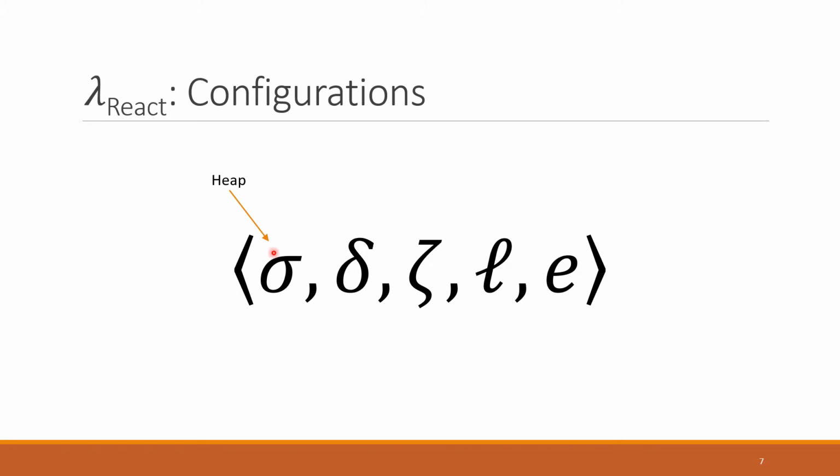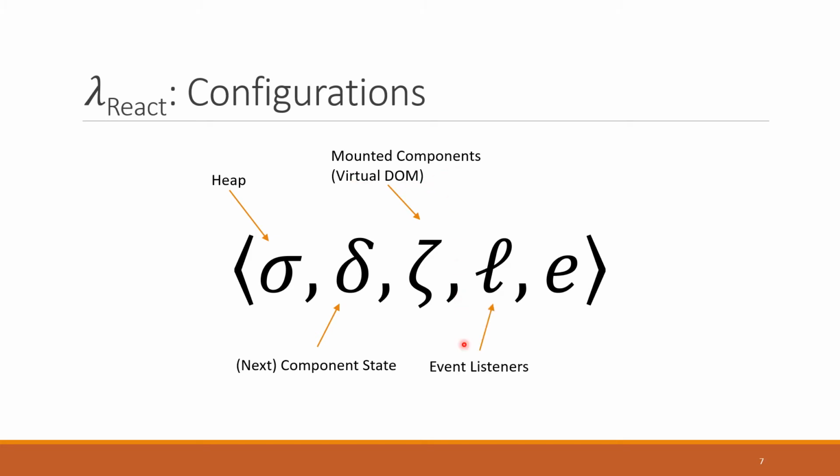So the first component is the heap, as standard. Then this component here is what we call the next component state. I won't go into more detail about that, but it holds the next state that will be used when a component is rendered. Then we have a map of mounted components. This can sort of be thought of as the virtual DOM. We have a map of event listeners, and we have the current expression.